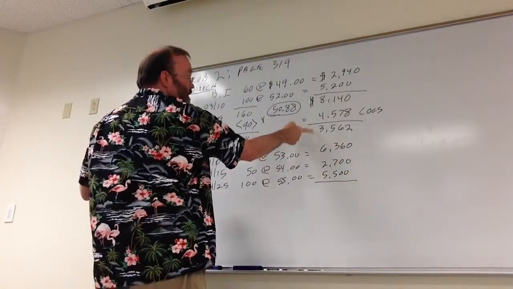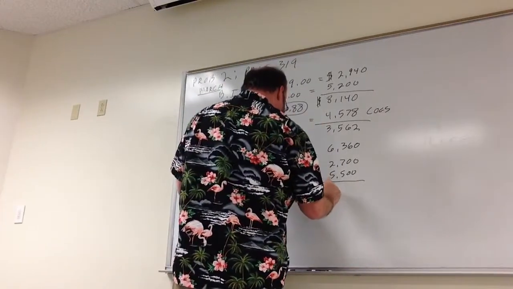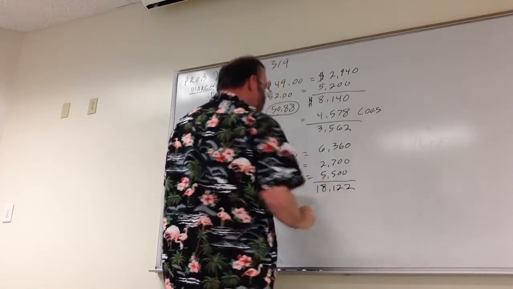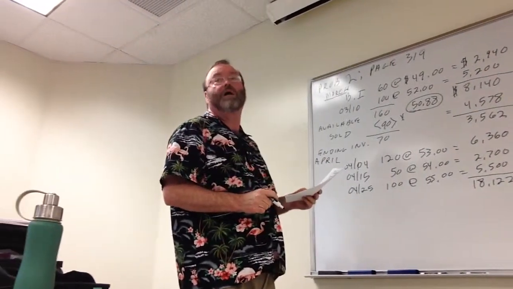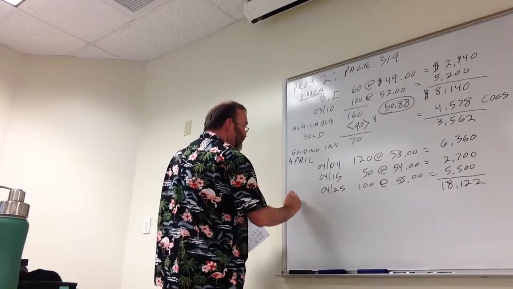Add all that up, including the beginning inventory that we started with, we get 18,122 in total cost of goods available for sale. Once again, this is available.